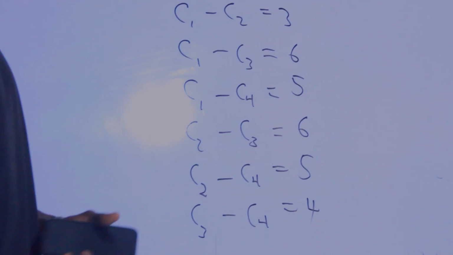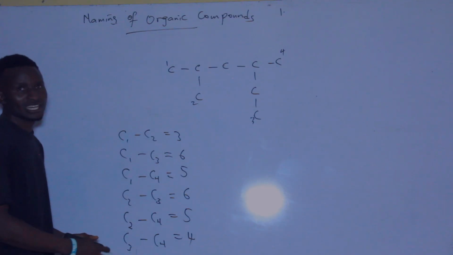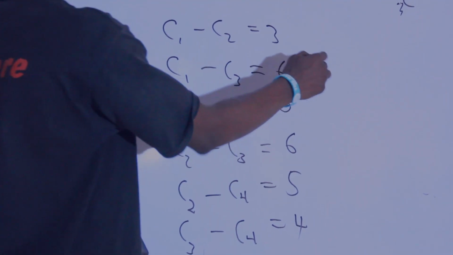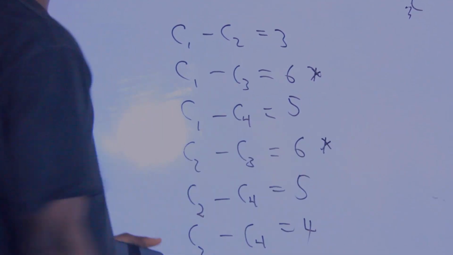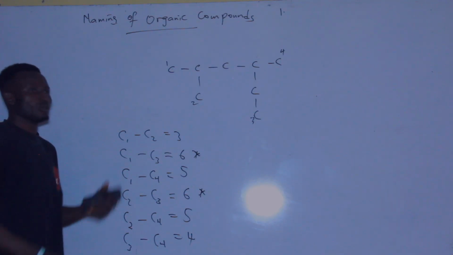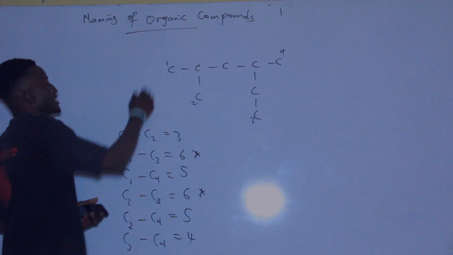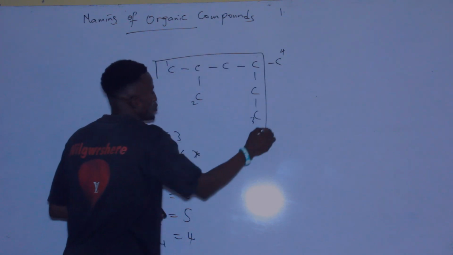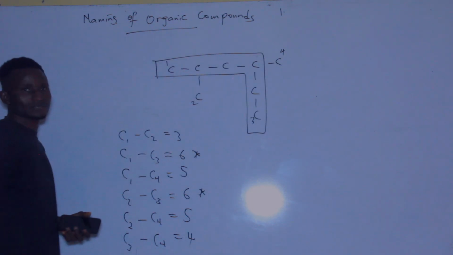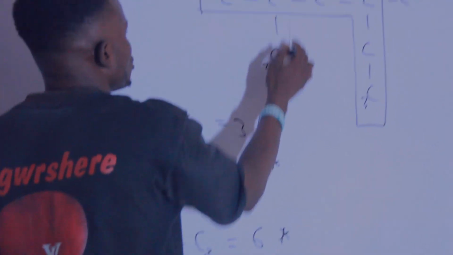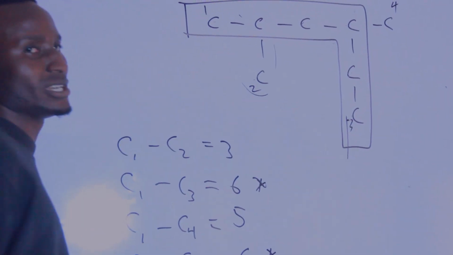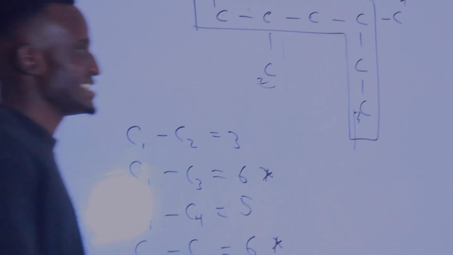And from carbon 3 to carbon 4, the number of carbons found is 4. Now if you check very well, the longest carbon-to-carbon chain here is from carbon 1 to carbon 3, or from carbon 2 to carbon 3. So if I want to pick the parent name for this, I can choose from carbon 1 to carbon 3 like this, or I can choose from carbon 2 to carbon 1 to carbon 3. That is the parent name.